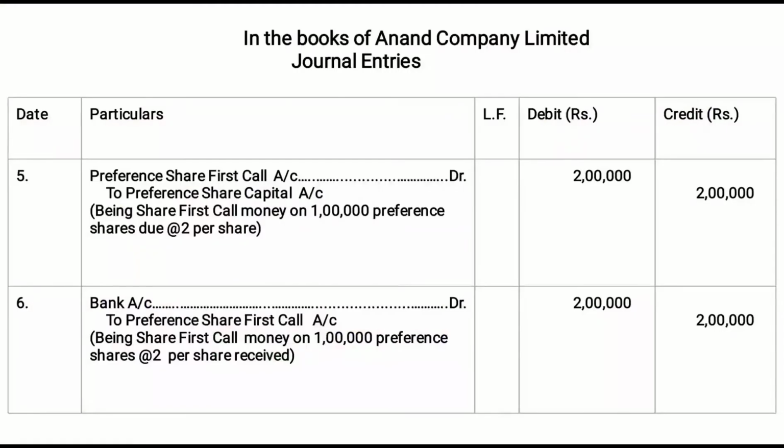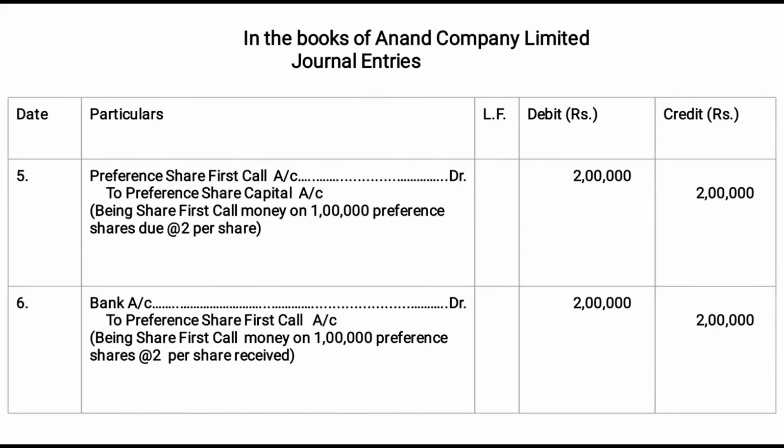Now we have to pass this entry in journal. So fifth entry will be preference share first call account debit 2 lakh to preference share capital account credit 2 lakh. Narration being share first call money on 1 lakh preference shares due at 2 per share. In first call stage also we have to first pass transfer entry, then receipt entry. Already we passed here transfer entry, now we have to pass receipt entry.